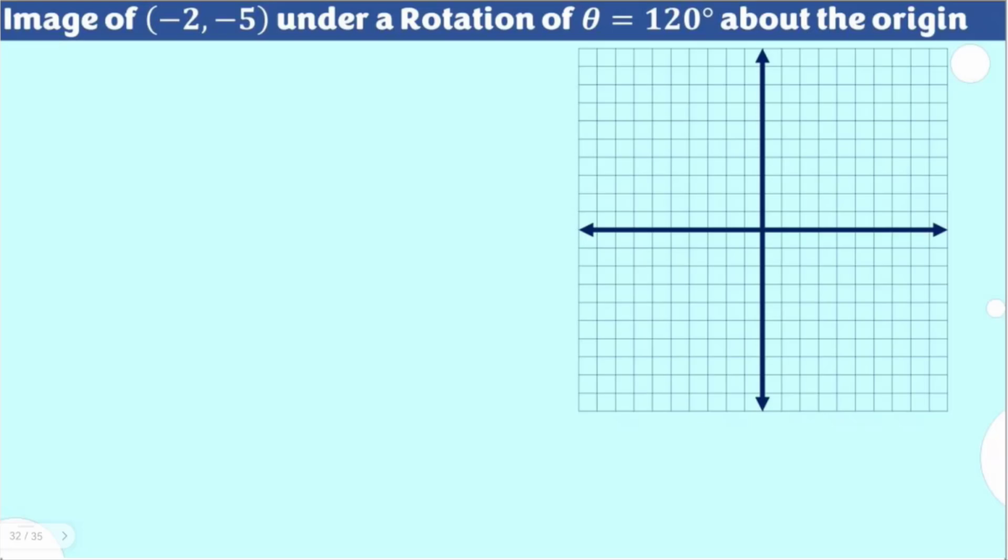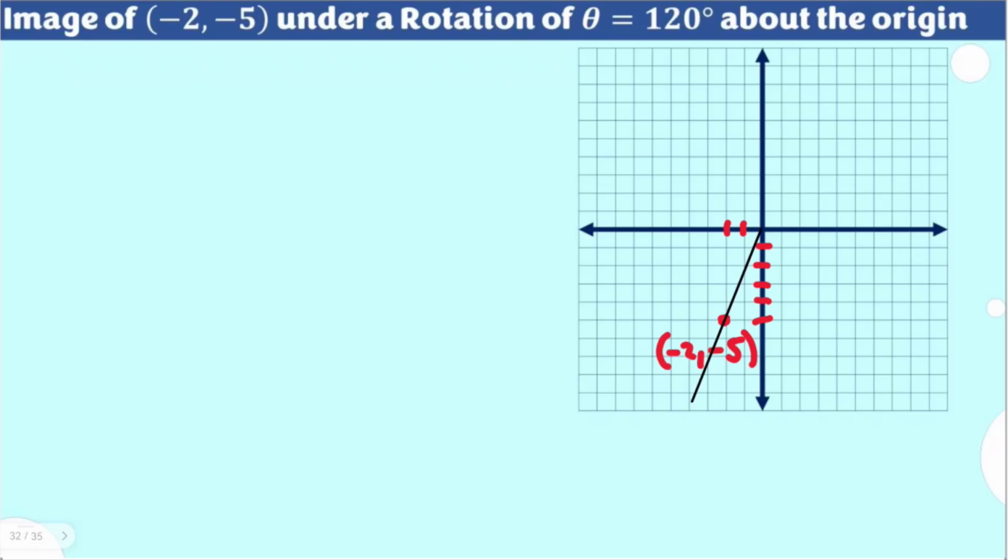The image of negative 2 and negative 5 under this identified rotation would be on the terminal side of the angle, or specifically the central angle. The initial side would contain negative 2 and negative 5. So we have here negative 2, and 1, 2, 3, 4, and 5. This is our point, negative 2 and negative 5, which would be contained on the initial side of our angle.